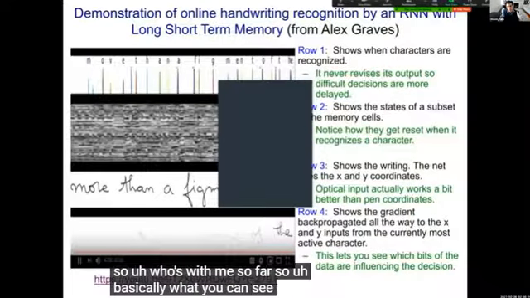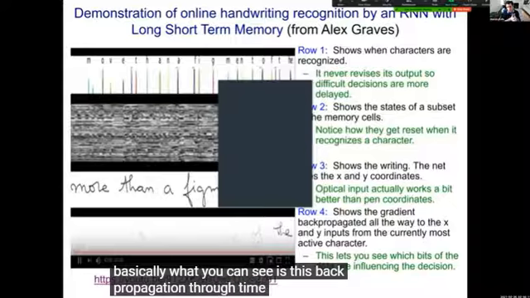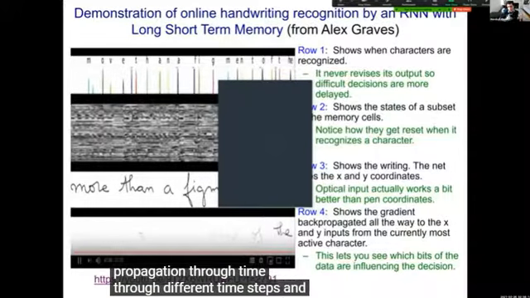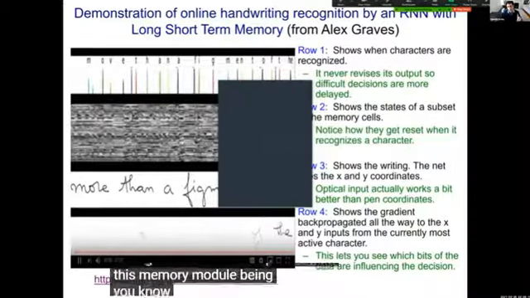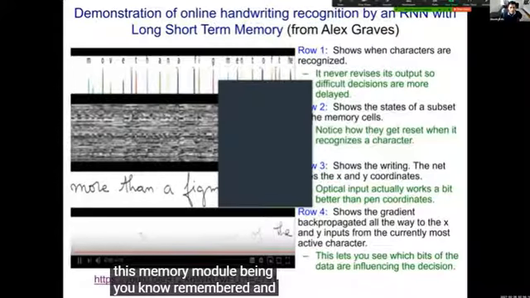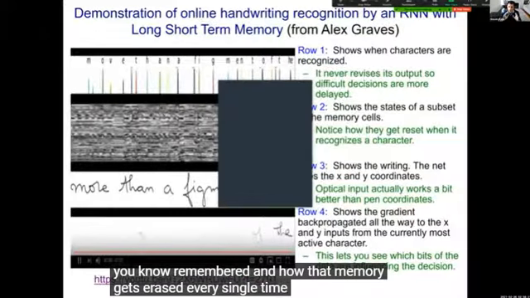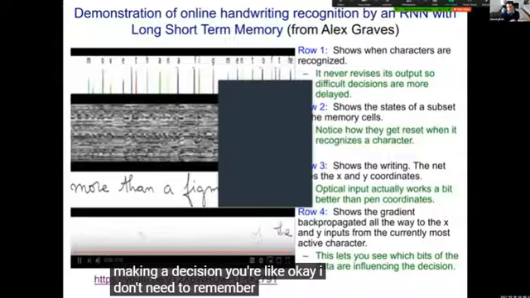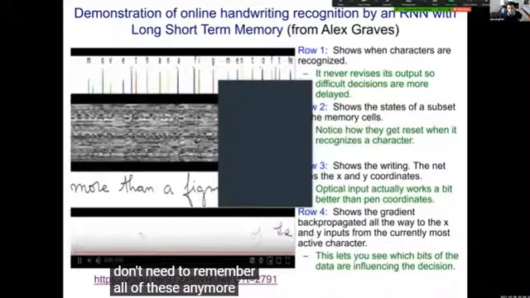So basically what you can see is this backpropagation through time, through different time steps, and then this memory module being remembered, and how that memory gets erased every single time you're making a decision. You're like, okay, I don't need to remember all of these anymore.